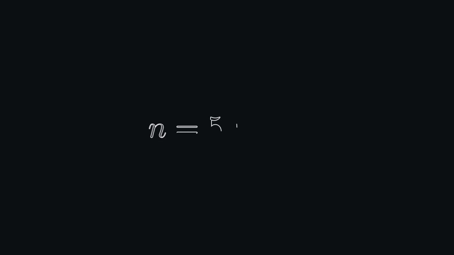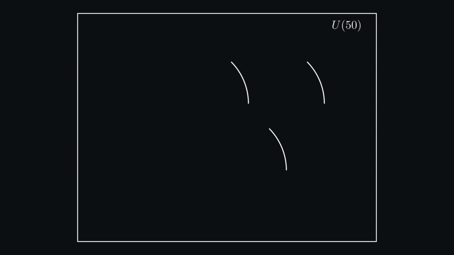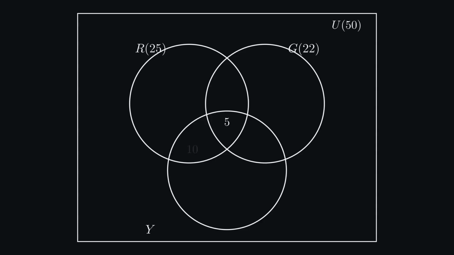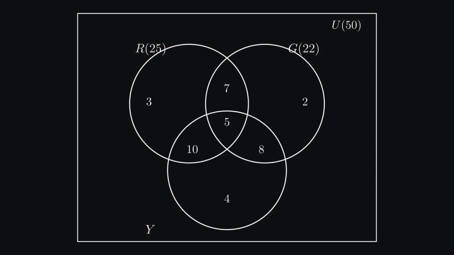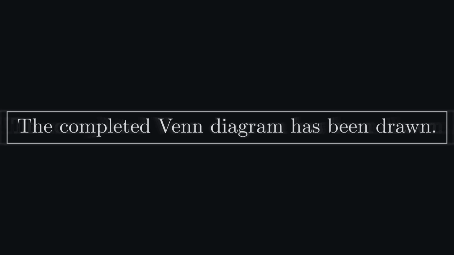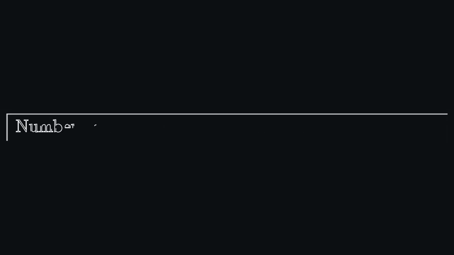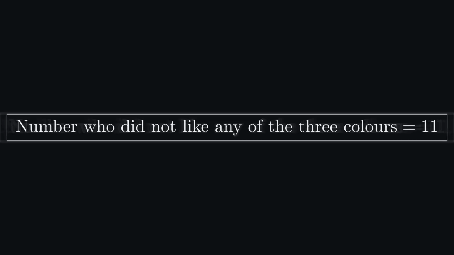Now, let's subtract this from the total number of girls. We subtract 39 from 50. This results in 11. So, 11 girls did not like any of the three colors. The completed Venn diagram has been drawn.